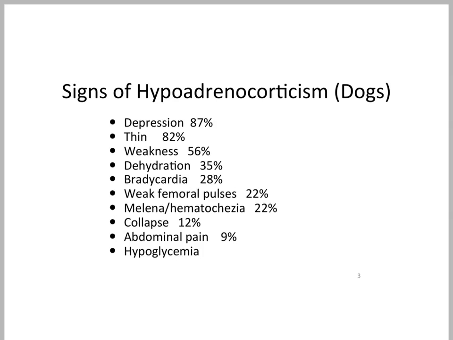And hypoglycemia, remember glucocorticoids are key counterregulatory hormones and are important at creating the balance between the insulin effects to lower blood sugar and glucocorticoid or epinephrine effects to increase blood sugar.